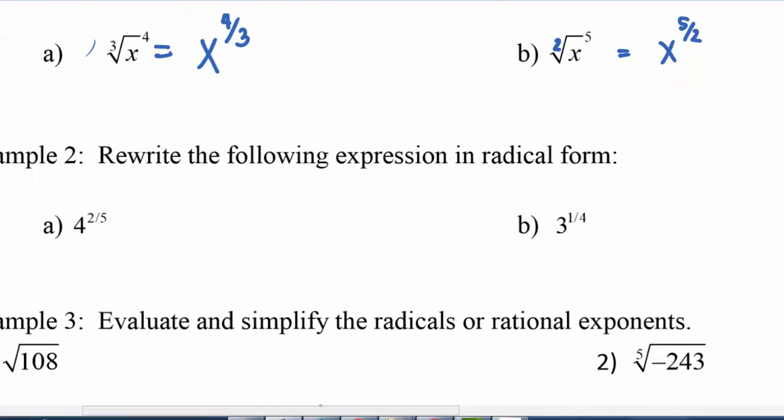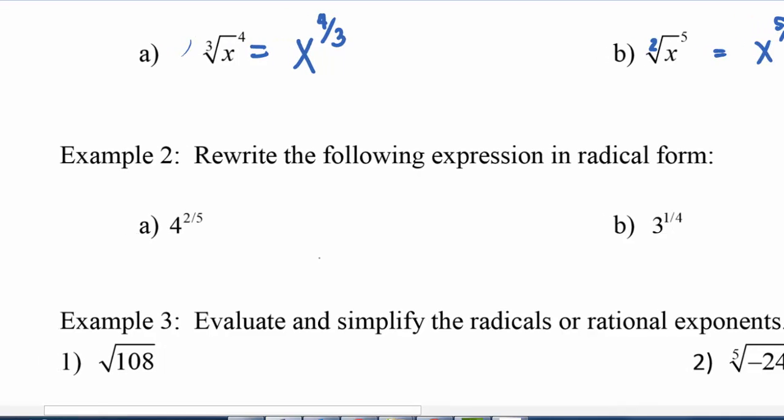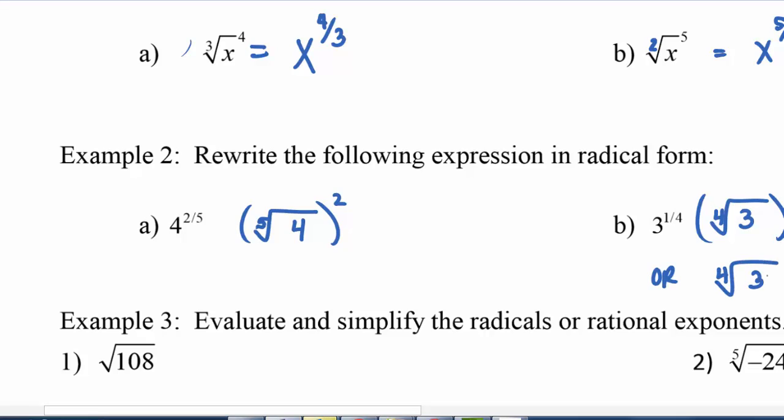Now let's rewrite them in radical form. So again, 4 to the 2/5: the 4 stays where it's at, the fifth root of 4 squared. The 4 here is the fourth root, so 3 to the 1/4 power is the fourth root of 3 to the first power. Or we could just write the fourth root of 3, because we know that to the first power doesn't change anything.